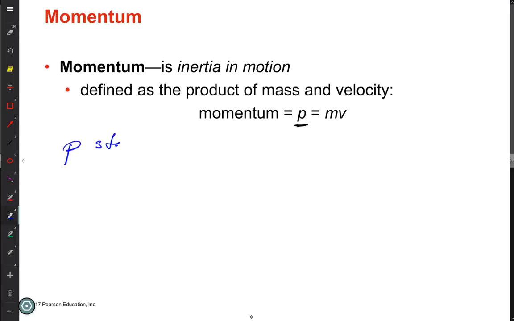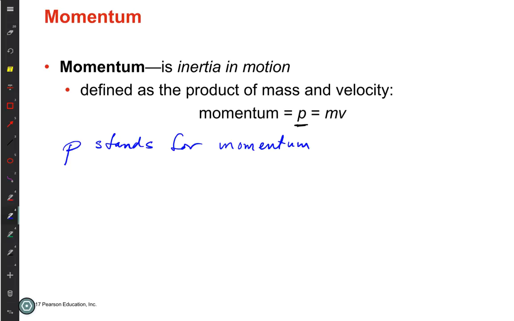P stands for momentum. Why? I have no idea. A lot of symbols I know why, but some I don't. And momentum is measured in just taking the object's mass times its velocity. Momentum is truly a vector, so it has direction.